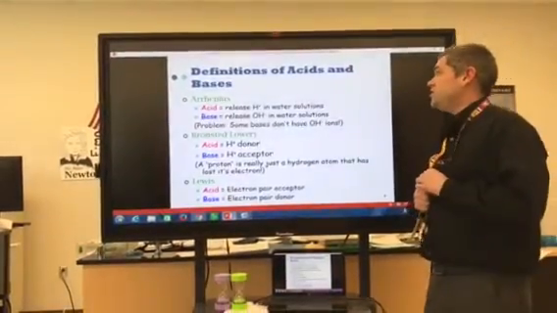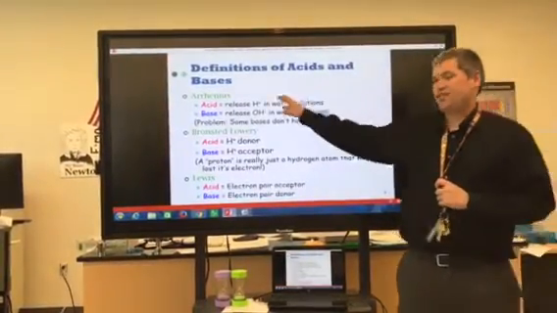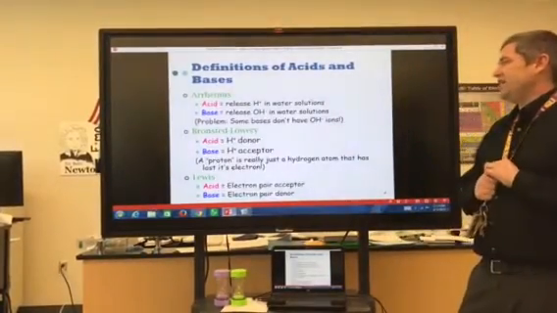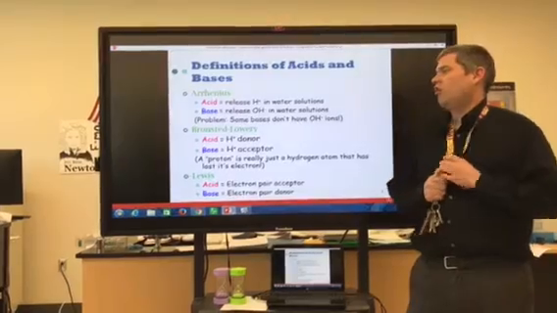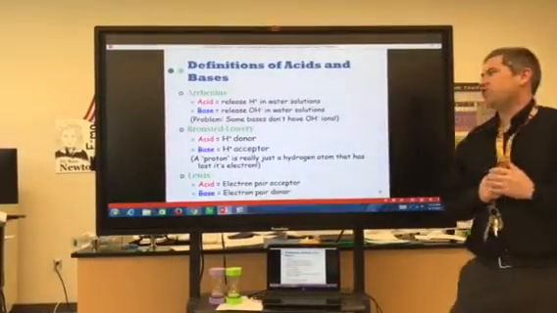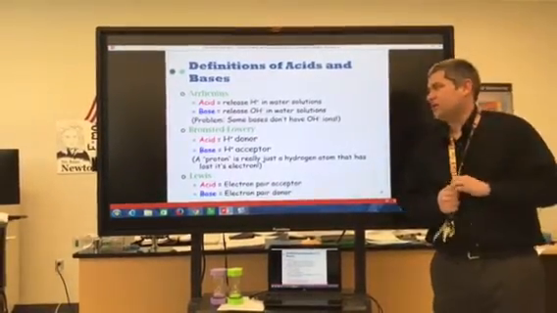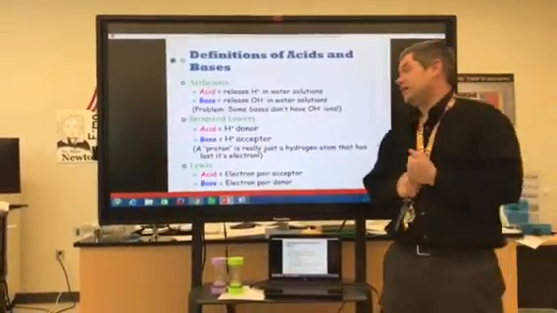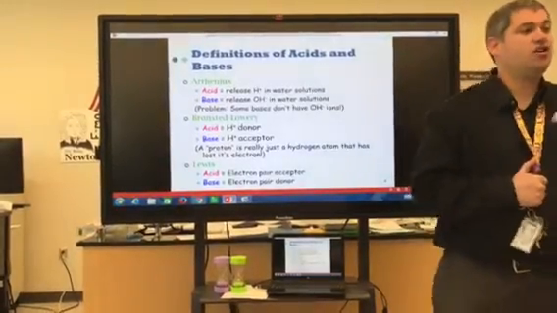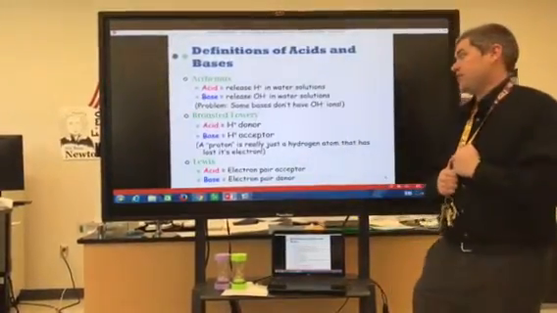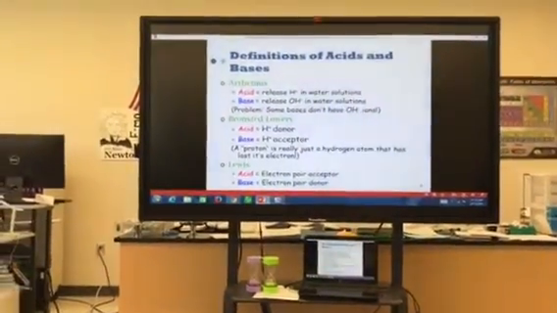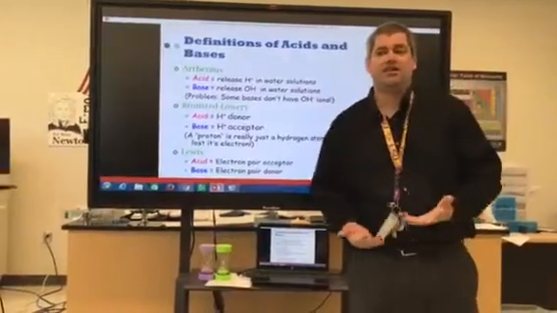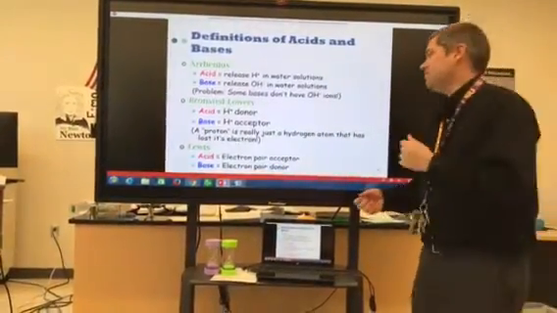Okay, definitions of acids and bases. You need to write these definitions down so you have them in your notes. An Arrhenius acid releases H plus into water. The base releases OH negative into water solution. For a Bronsted-Lowry acid and base, you're talking donors and acceptors. Acids donate, bases accept. A proton is really just a hydrogen atom that has lost an electron. That makes it positive.